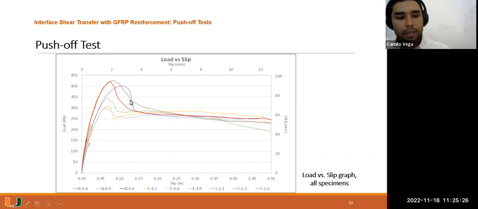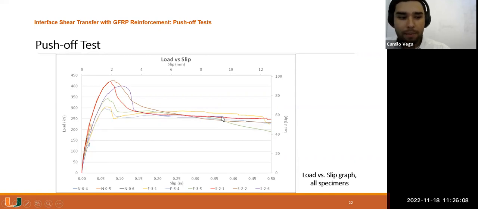Also, the chart shows that once the maximum load is reached, the reinforced specimens, either steel or GFRP, have a drop in capacity, but then stabilize at a constant value of load, sustaining such load while increasing the rate of deformation. But the important point to note is that the GFRP reinforced specimens, these three curves, have almost the same plateau as the steel reinforced specimens.